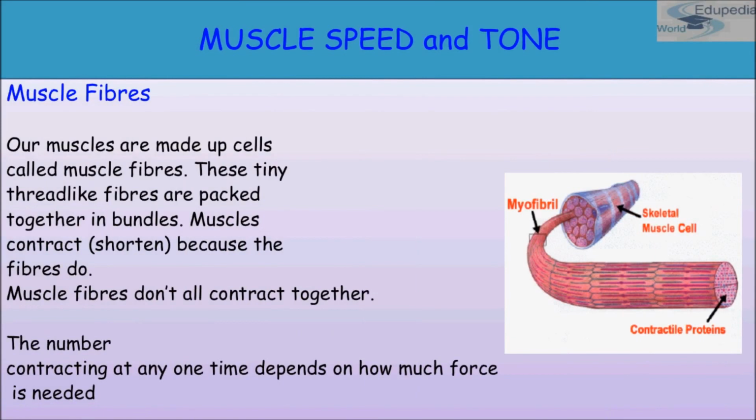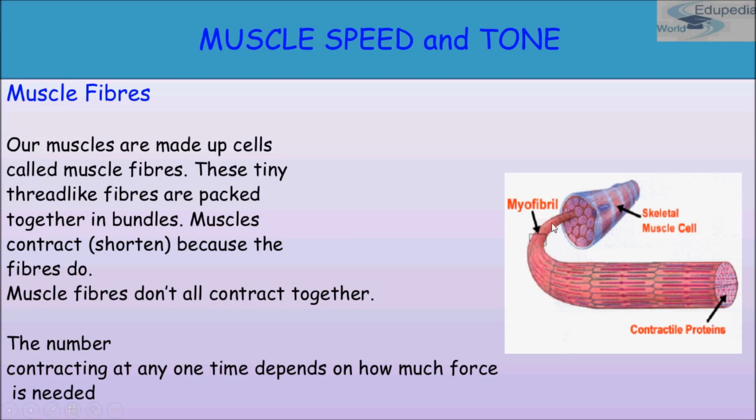Now, muscle speed and tone. Muscle fibers are also known as myofibrils. So our muscles are made up of cells called muscle fibers. These tiny thread-like fibers are packed together in a bundle. See, this is a muscle bundle, okay, and these small ones are your myofibrils, or you can say these are the muscle cells. Muscles contract because the fibers do.